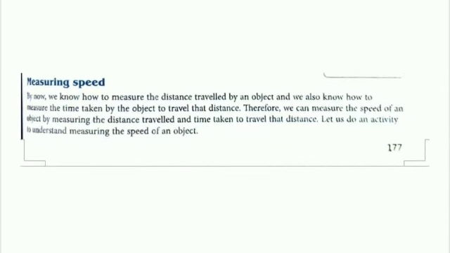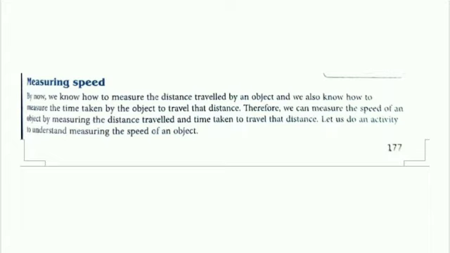Now come to the main point, measuring speed. Speed is equal to distance traveled divided by time taken. By now we know how to measure the distance traveled by an object, and we also know how to measure the time taken by the object to travel that distance. Therefore, we can measure the speed of an object by dividing the distance travelled by the time taken.